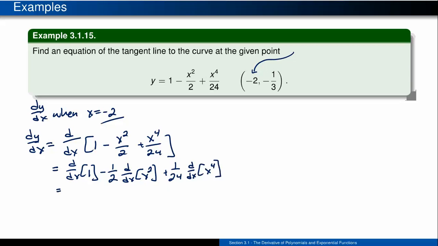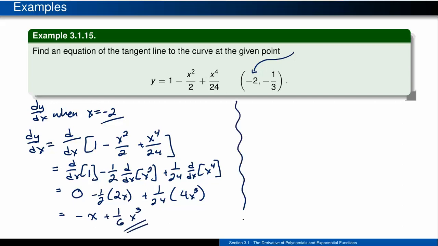Alright, so now I just got to clean this up just a little bit. The derivatives of constants we know are 0, giving me a 0 here. I'm going to have this -1/2. The derivative of x squared is a 2x. And I'm going to have a 1/24 multiplied by the derivative of x to the fourth, which is a 4x cubed. Trying to clean this up just a little bit, I have a -1/2 and a 2, which is going to be a -1, giving me a -x. And then I'm going to have a 4 divided by a 24, which I guess is something like a 1/6, and there's still this x cubed.